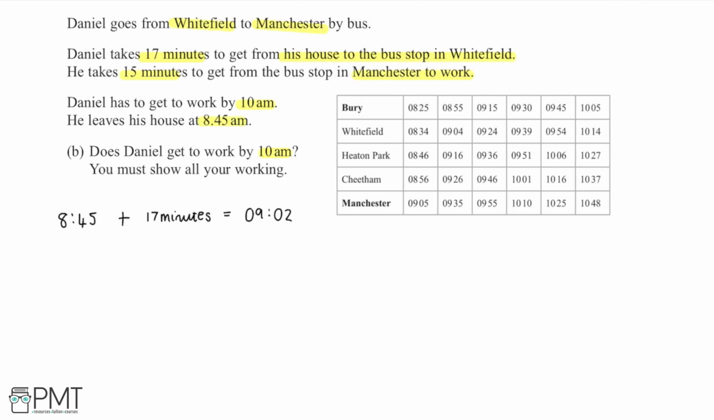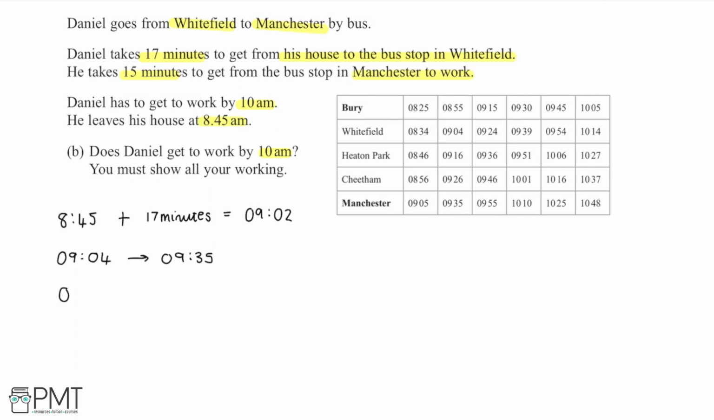So he's then going to get on the 9:04 bus we've established, and we can see that this 9:04 bus is going to arrive in Manchester at 9:35. So we can also write this down. Now he's arrived in Manchester at 9:35. And all he has to do from here is then walk to his work. And again, looking through all of the information that we were given, we're told here that it takes him 15 minutes to get from the bus stop in Manchester to his work.